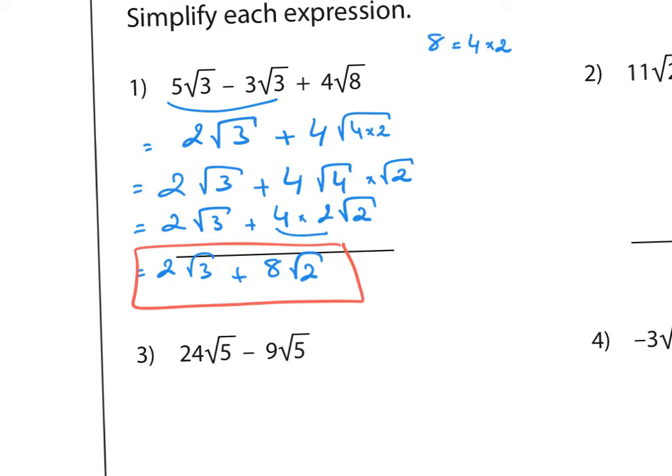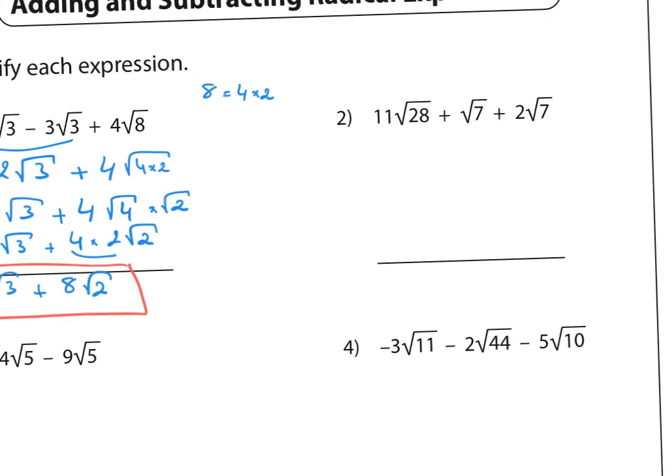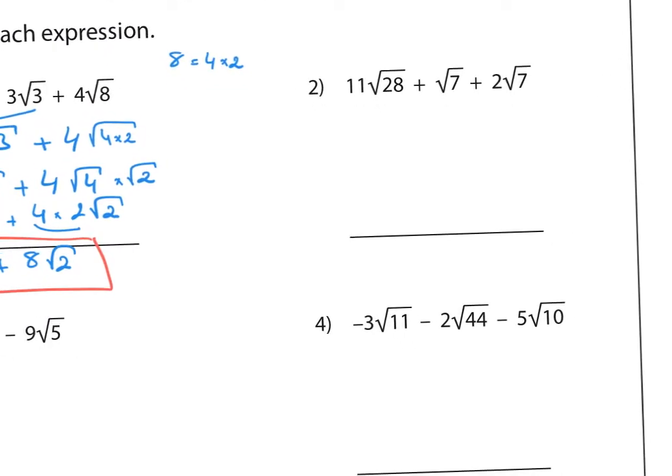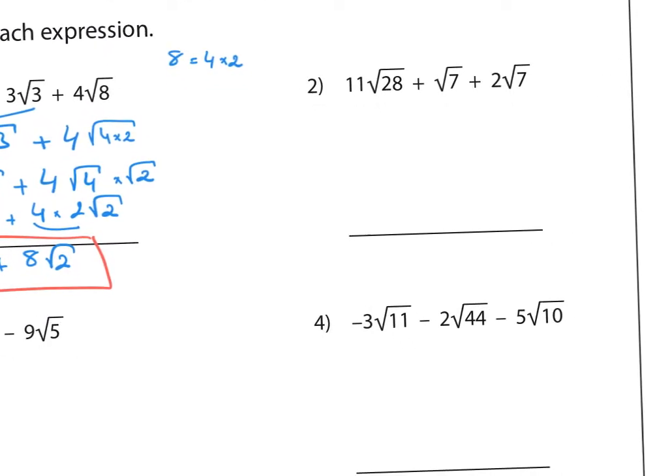All right, so let's do number 2 here. We get 11 square root of 28 plus square root of 7 plus 2 square root of 7. Well, here we can add the last two terms, the last two roots. Here we have 1 square root of 7, so we're going to combine 1 with 2, because we have the same root, which is square root of 7 and square root of 7. So that's going to be 11 square root of 28 plus 3 square root of 7.